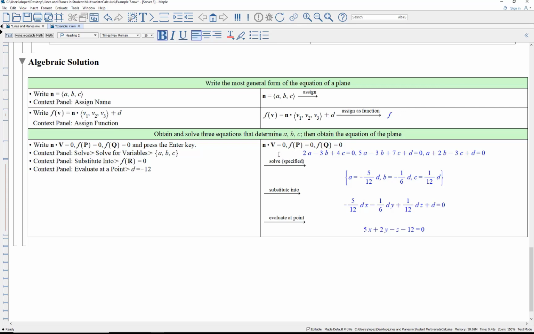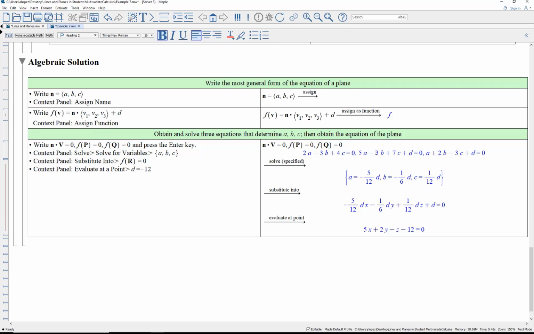There are three things we know about this plane. The vector v, that direction vector, has to be orthogonal to the normal. So n dot v equals 0. That's going to give us one equation. And then the plane must contain points p and q. So f of p equals 0, f of q equals 0. So three equations, four unknowns, and we know that one of those unknowns has to be non-zero. You divide by it. You're really looking for three things.